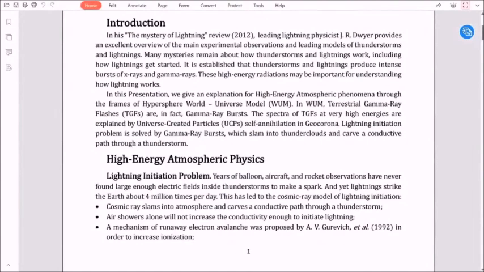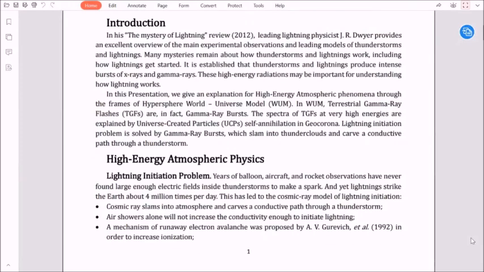High-energy atmospheric physics. Lightning initiation problem. Years of balloon, aircraft, and rocket observations have never found large enough electrical fields inside thunderstorms to make a spark. And yet lightning strikes the Earth about 4 million times per day. This has led to the cosmic ray model of lightning initiation. Cosmic ray slams into atmosphere and carves a conductive path through a thunderstorm.